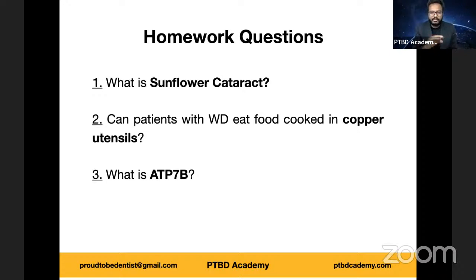In fact, in the process of discussion, I mentioned ATP7A, if you remember. So what is this ATP7B? While discussing the first question, I mentioned ATP7A. So what is this ATP7B? So try to find out, right? Consider these three questions very, very important.